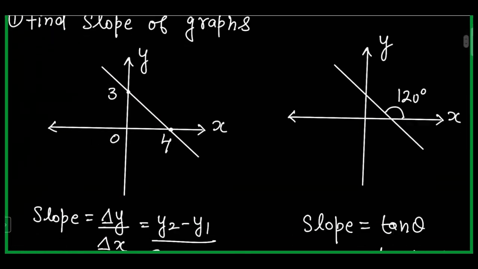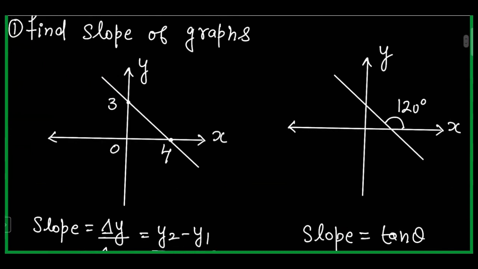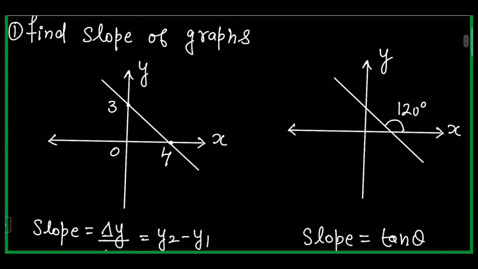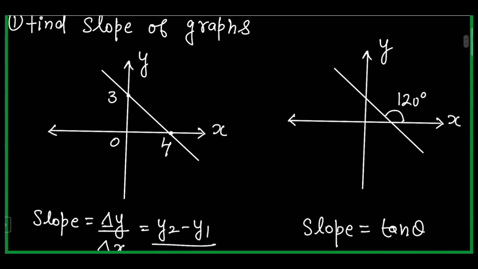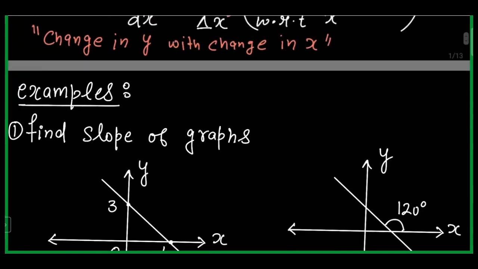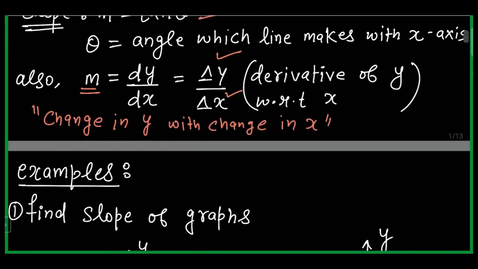So I am giving you two graphs. Number one graph you can clearly see, and number two graph. In both the graphs, we want to find the slope. So let's start finding the slope in the first graph. As you see, no angles are given to me. I do not know the angles. So if I don't know the angle, which definition should I use? The second one, because I don't know the angle.